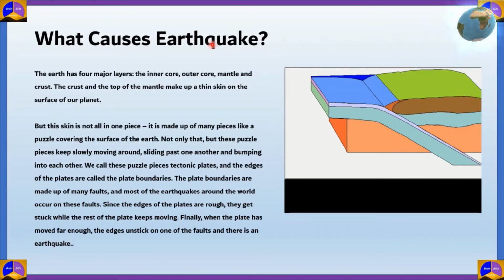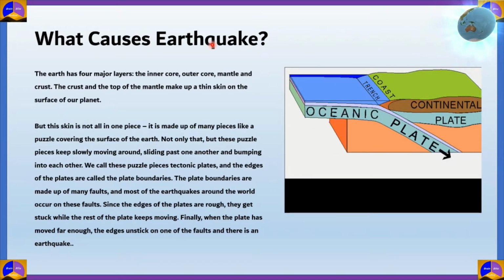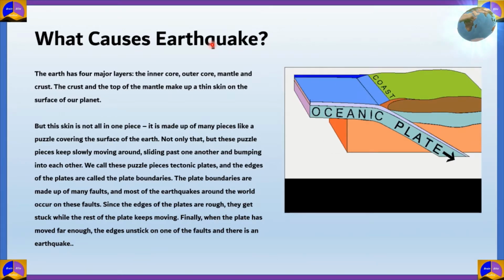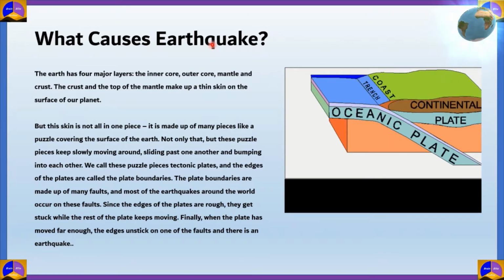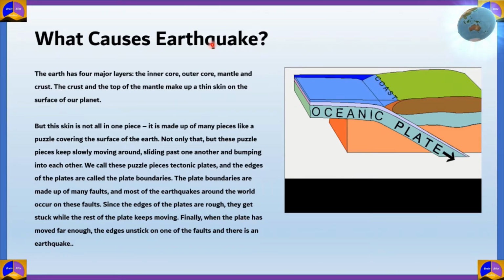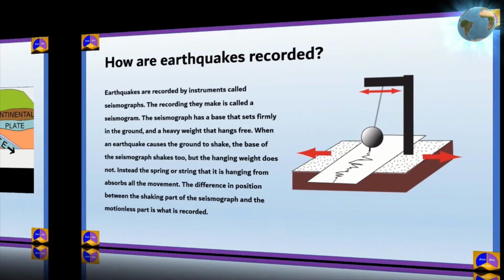Finally, when the plate has moved far enough, the edges unstick on some of the faults, and there is an earthquake because of the release of tremendous energy. This visual shows us how one plate slides past another, and because of that sliding, there is a sudden release of energy, which causes an earthquake. By the way, this happens under an ocean here. These can also happen on land and also on water. It depends on the plates and the plate boundaries.